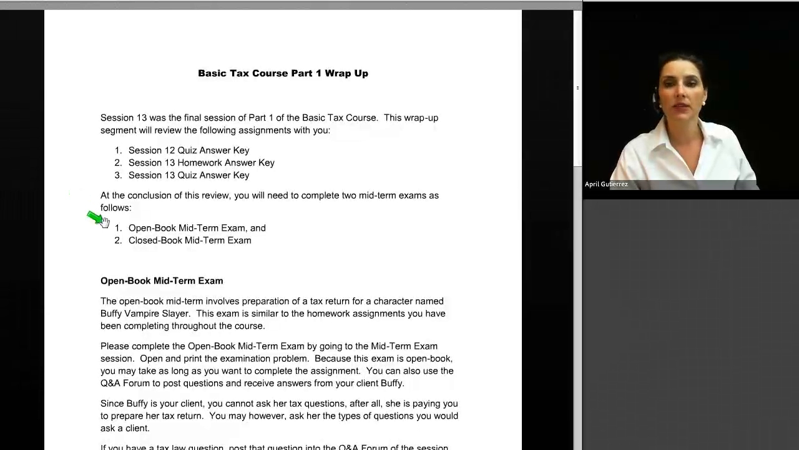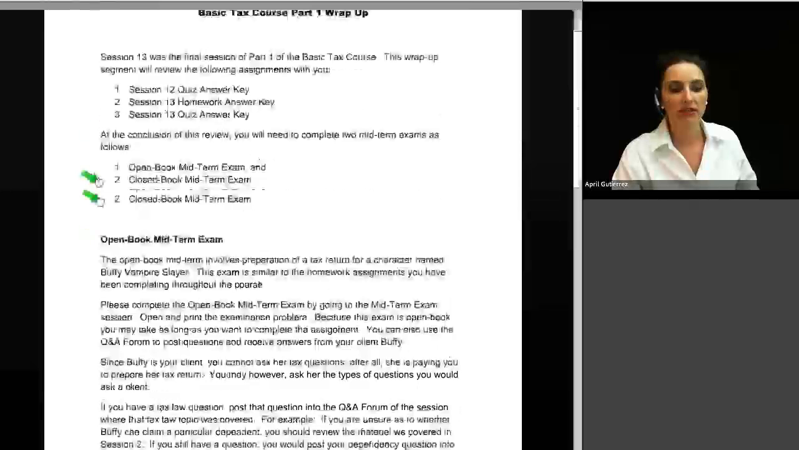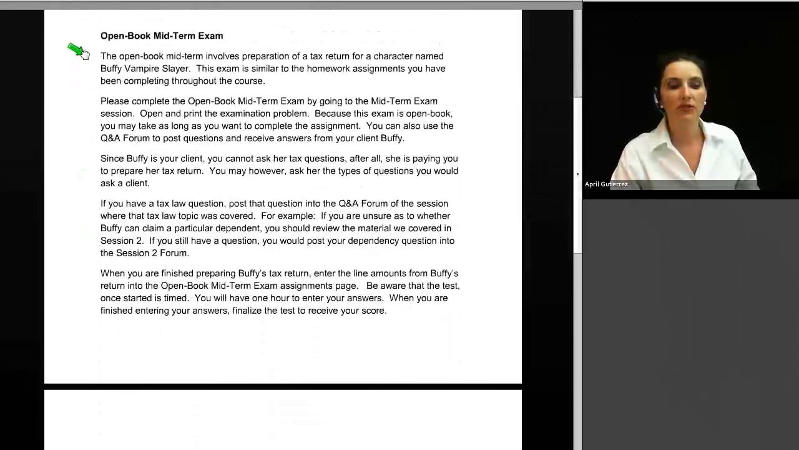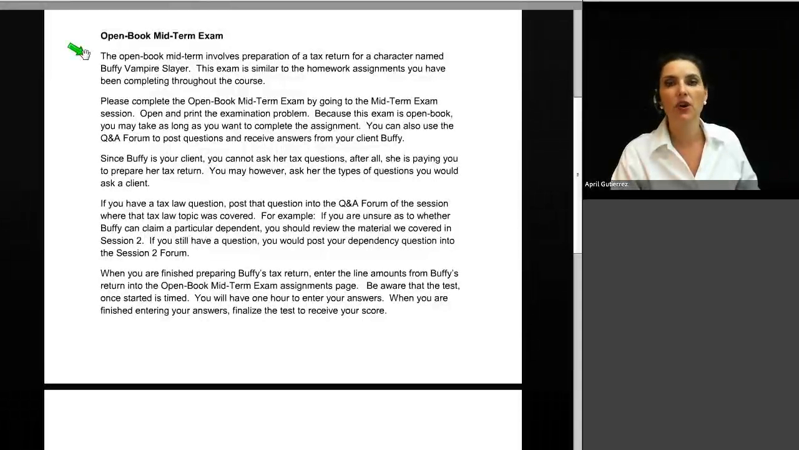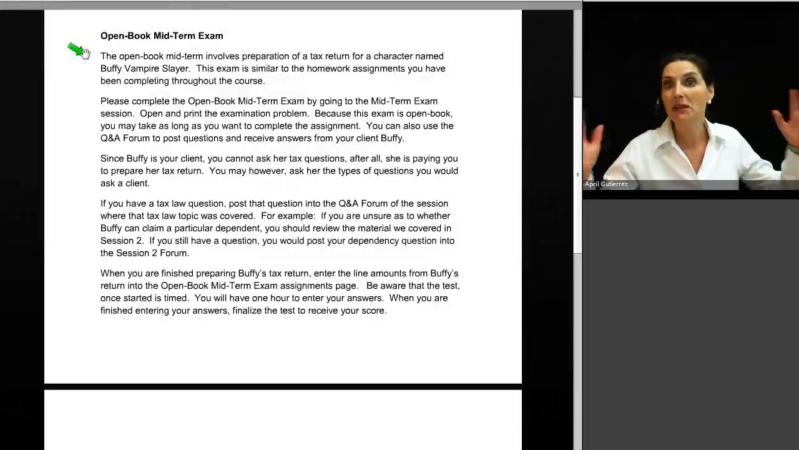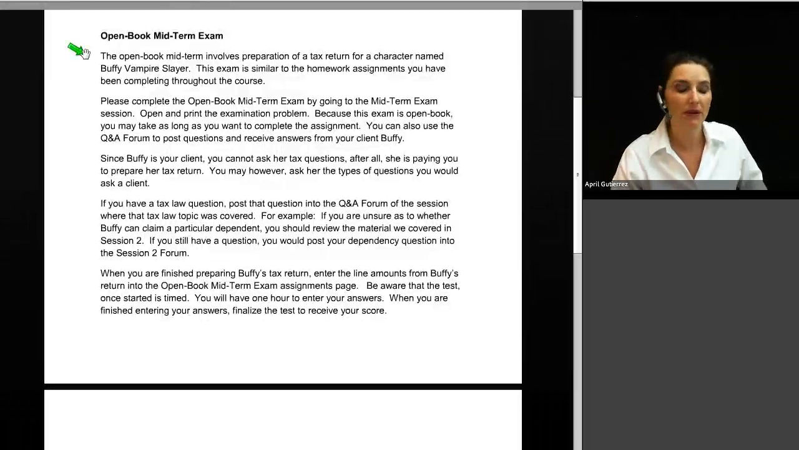Number 1 is the open book midterm exam, and number 2 is the closed book midterm exam. Let's talk first about the open book midterm exam so you know what to do and what to expect. The open book midterm exam involves preparation of a tax return for a character named Buffy Vampire Slayer. This exam is similar to the homework and classwork assignments that you have been completing throughout the course. The main difference is this is going to be a much bigger tax return than you're used to preparing.